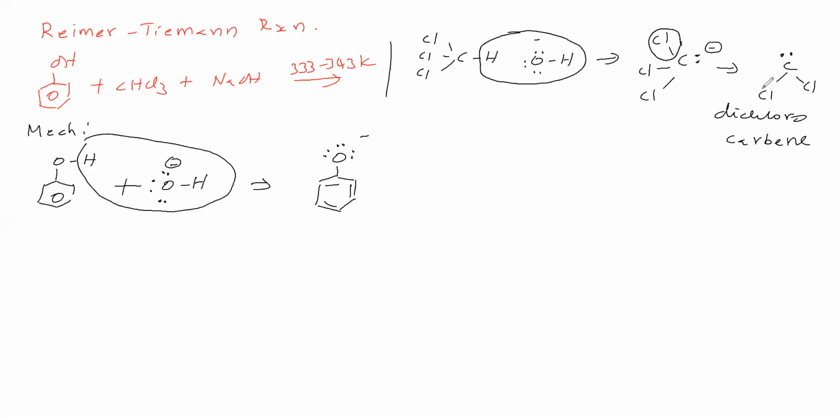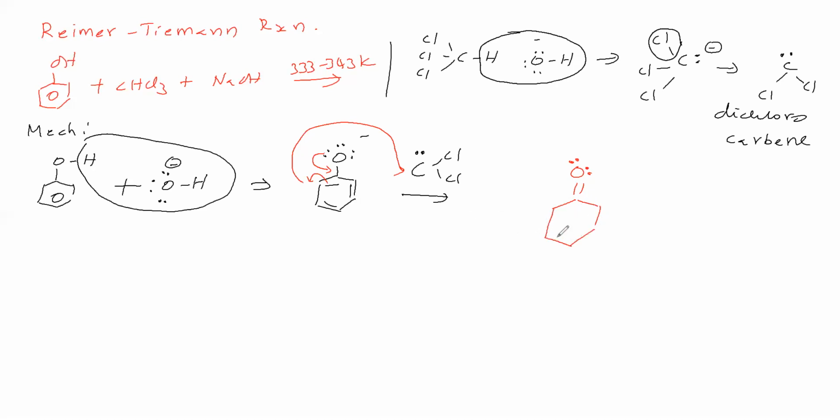This dichlorocarbene intermediate attacks the phenoxide. Now the lone pair attacks this place, and the pi bond comes here and attacks this carbon. So what we get: this O now has 2 lone pairs, and the single bond becomes a double bond.